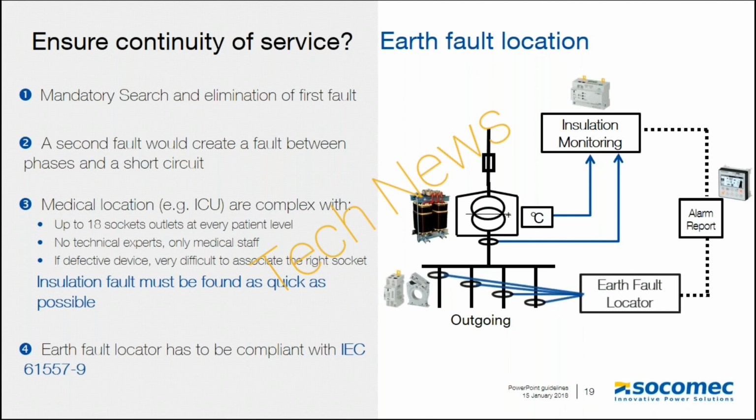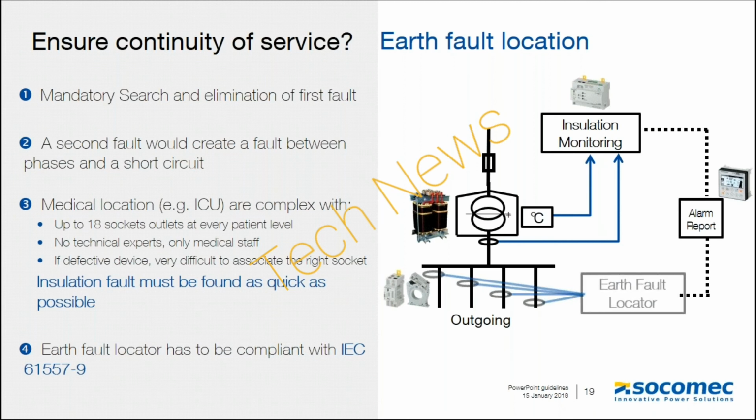So other than upstream power source redundancy, the load side has to have mitigation measures as well to ensure the safety of patients and availability of equipment. As said in the previous slides, the insulation fault has to be located and removed at the first instance. Otherwise, the occurrence of a second fault would trip protection devices and stop the continuity of service.